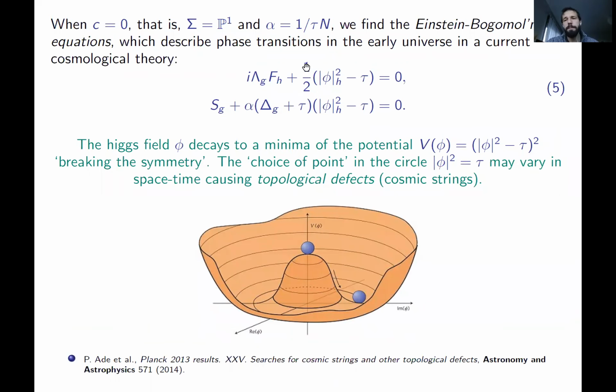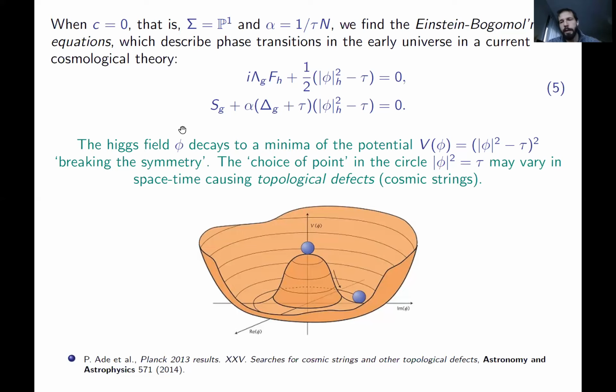So in this case, that C is zero, one finds some equations that physicists call the Einstein-Bogomolny equations. The spirit is the same as when they call the abelian vortex equation the Bogomolny equation. So here, what you have are special solutions of Einstein equations, coupled with an electromagnetic field and a Higgs field, which describe certain phase transitions in the early universe. So the idea is that now, instead of the wave function for the electron, phi represents the Higgs field, the one which appears in the standard model.